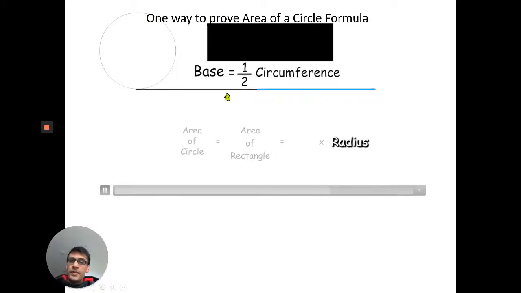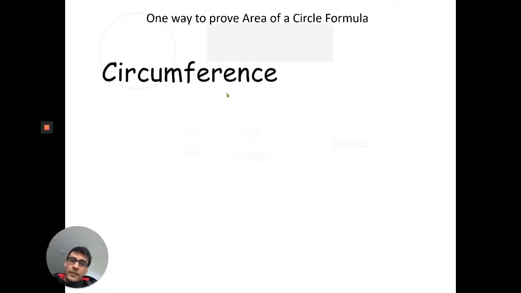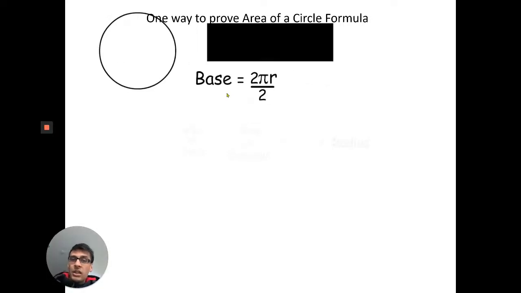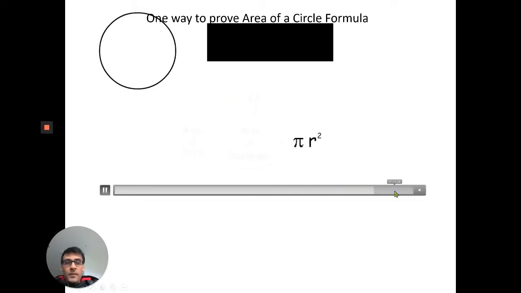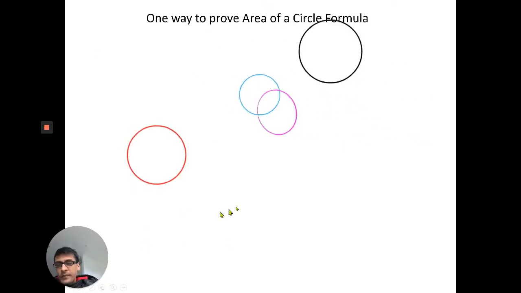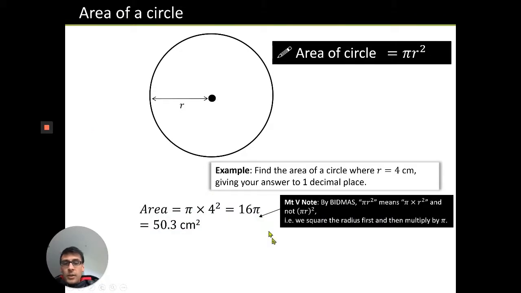So half of the circumference. We know the circumference is pi d, so we're going to halve that. Or in other words, 2 pi r, half of that is just pi r. So then when you do the area of the rectangle, which is pi r times the radius, which is the height, you get pi r squared, which is the formula for the area of a circle, any circle. Okay, so you can copy that into your books if you want to, and there's just an example of area of a circle.